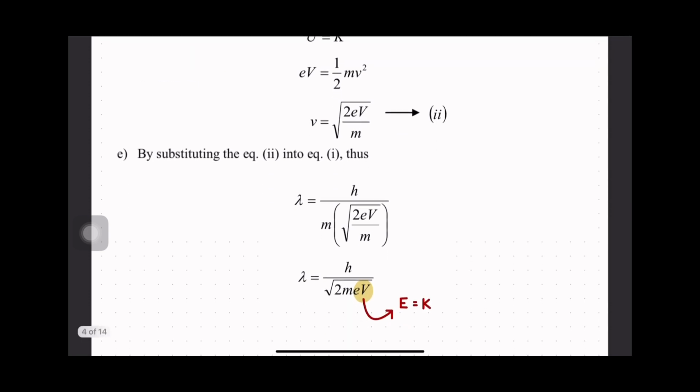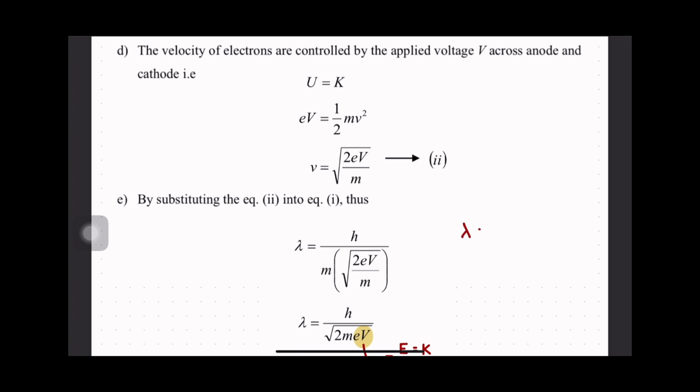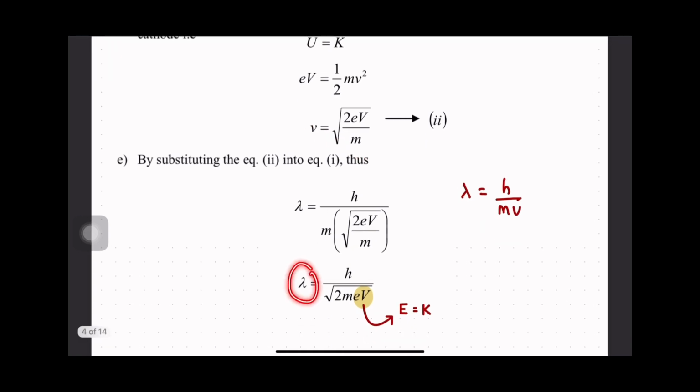Okay, then by substituting equation 2 into equation 1, equation 1 ni lah basic equation, lambda is equal to h over mv. Okay, so substitute eV in this. So we get lambda is equal to h over square root of 2meV. So kat sini kena hati-hati because this m is the mass of the particle. e adalah elementary charge, 1.6 times 10 to the power of negative 19, and V ni adalah potential, electric potential.